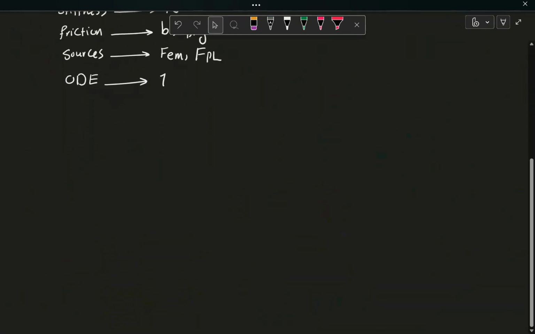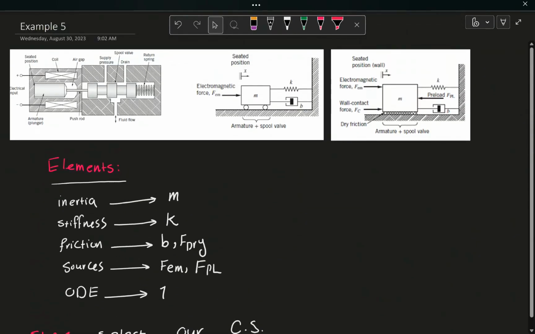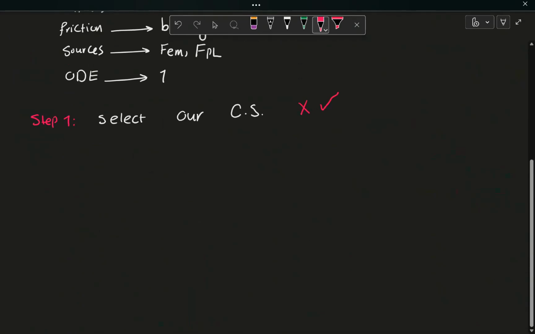Now, let's go to the 4-step approach. Step 1, I'm going to select a coordinate system. For the coordinate system, again, I'm going to pick x, started from the seated position, and pointing to the right. Note that at this point, the seated position is not a representation of the free length of the spring. So I'm going to have x, and I'm going to work with this x.